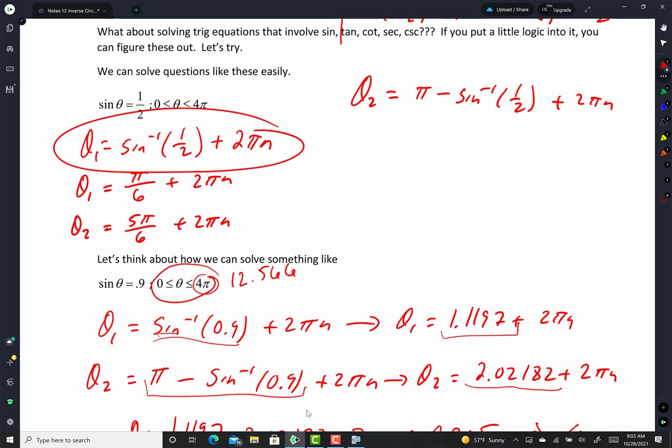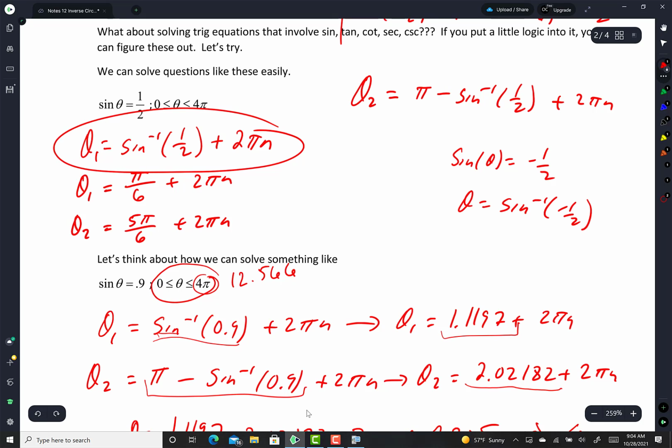Travis, what are you talking about? Here's what I'm talking about. So don't write this down, just listen. If I told you sine theta equals a negative half, the calculator is not going to give you 7 pi over 6. Theta equals arc sine of negative half. The calculator is going to spit out actually negative pi over 6.